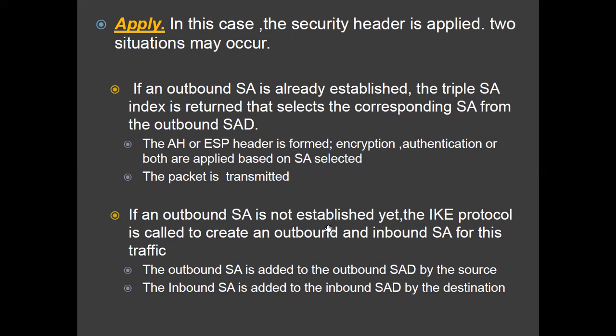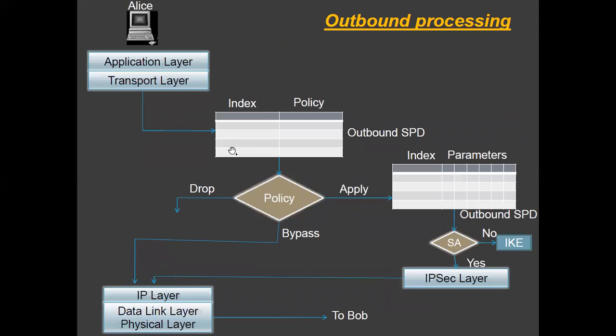Let us understand how the packet is processed and in which case it is dropped, or has to bypass the security policy, or when we have to apply it. This is the outbound security policy database processing. See here, when Alice is trying to send the packet, the packet is coming from the transport layer. First the outbound security policy database is consulted. The policy will give us 3 decisions: either to drop the packet, to bypass the security, or to apply it.